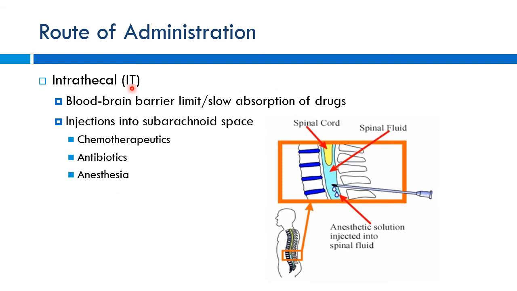Next, real quick, the intrathecal administration. If you remember the blood-brain barrier, it normally likes to keep things out of the CNS. We don't want things to go into the brain that don't need to be there. That includes bacteria, and that includes drugs. But sometimes we want to get drugs directly into the area, and so we can do intrathecal drug administration.